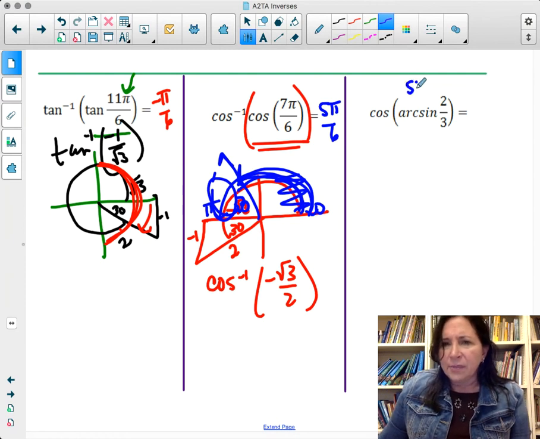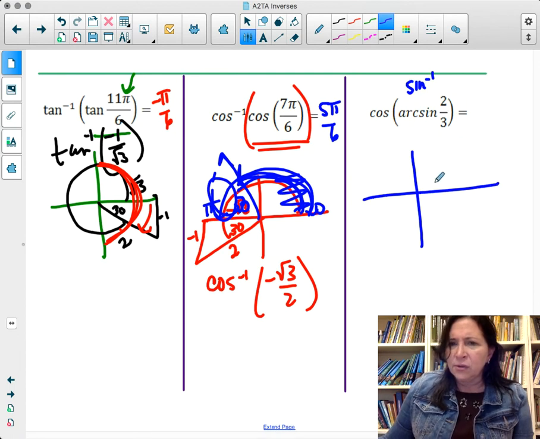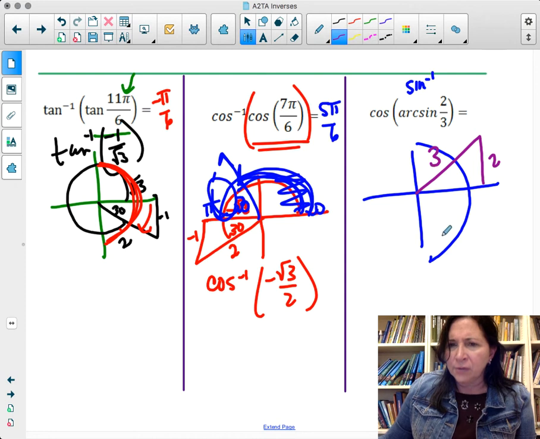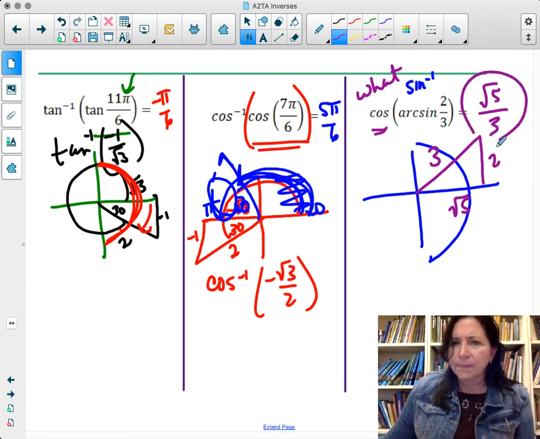Arc sine is the same thing as saying sine inverse. So what this is saying is, where is sine 2 over 3? So it's a positive. Remember, sine is first and fourth quadrant. Where is sine 2 over 3? So that's got to be opposite over hypotenuse. So that's 9 minus 4, which is root 5. Okay. So where are we? We're here. So now this is saying what? What is cosine of where we are? Well, that's going to be root 5 over 3.